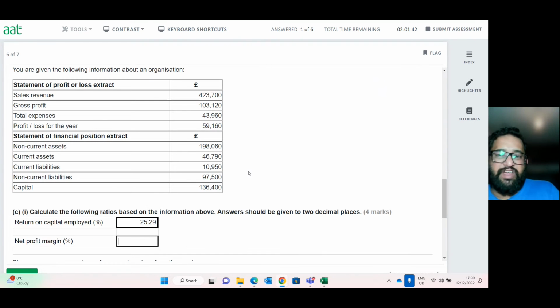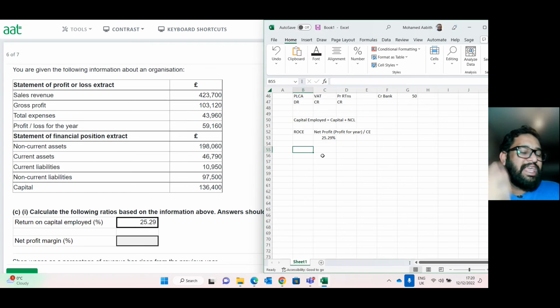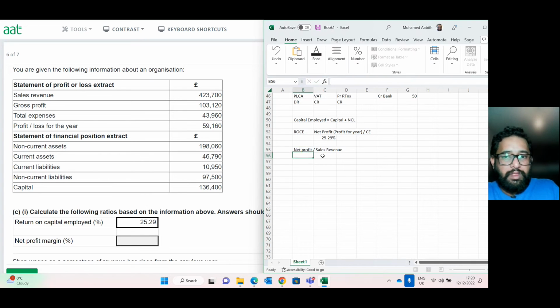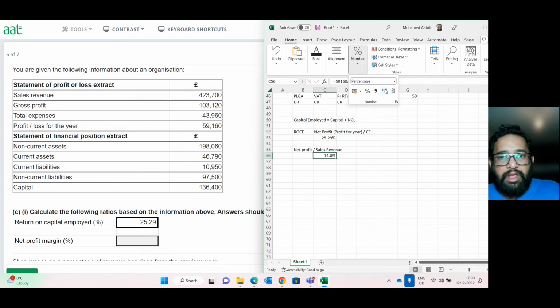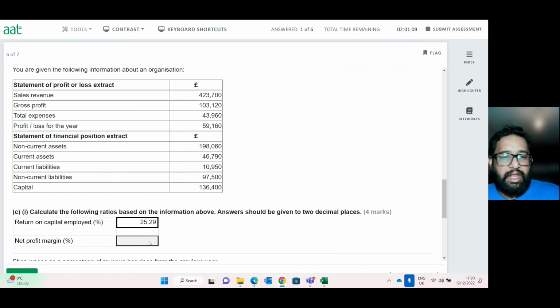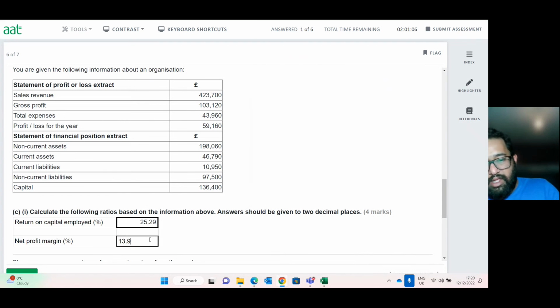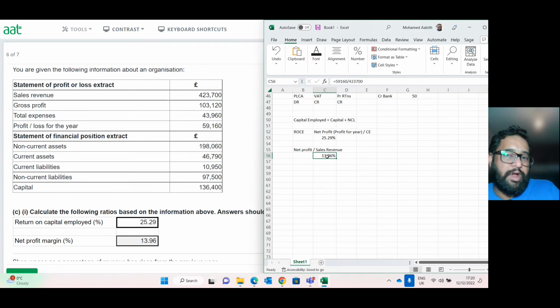And then the net profit margin is fairly straightforward. Net profit margin is going to be thinking of your sales revenue as 100%. So it's going to be net profit divided by sales revenue. So I'm going to do that calculation here again: 59,160 pounds divided by 423,700 pounds. And then I'm going to format that as a percentage again, the way I have done, and increase the decimals. I'm getting 13.96. Let's go back to the spreadsheet. Yeah, that is the amount I'm getting there anyway. All right, so we have put that number down.